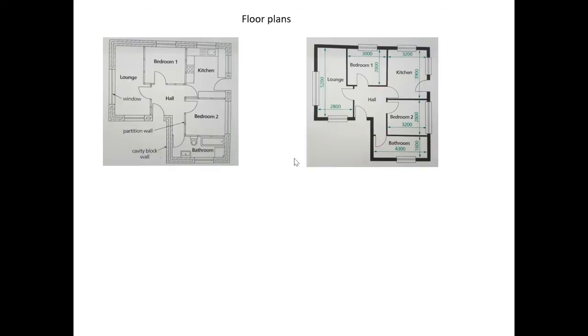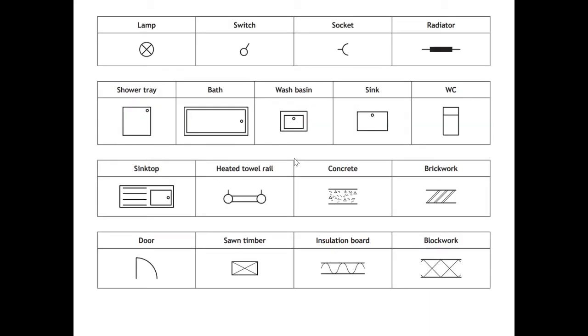So here's a couple of examples of floor plans. That's where we're zoomed in the most. You can see the size of the rooms, you can see the symbols within the kitchen, the bedroom, the bathroom, etc. Now, these are the symbols that the SQA expect you to know.